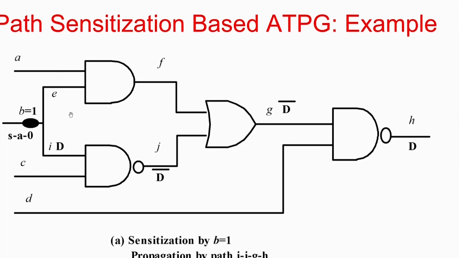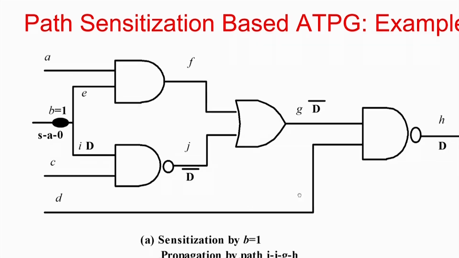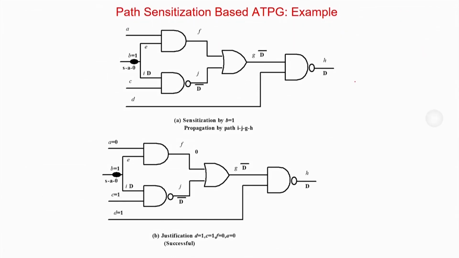So this is simple, because there is only one way to sensitize it. Stuck-at 0 means you have to apply a 1. So 1 means normal case 1, faulty case 0. Now I am taking this path for propagation. So this path is propagation means D will be inverted, D bar, OR gate D bar, and again a second inversion is D. So in this case what is going to happen? Normal case the answer is 0, the faulty case the output will be 1. So sensitization is done, propagation is done.